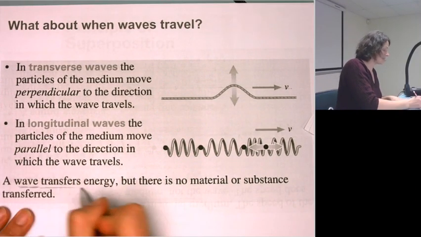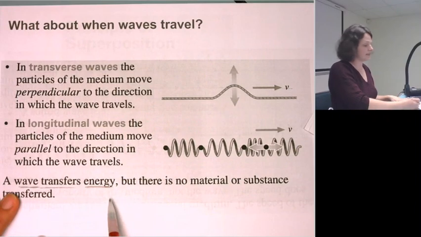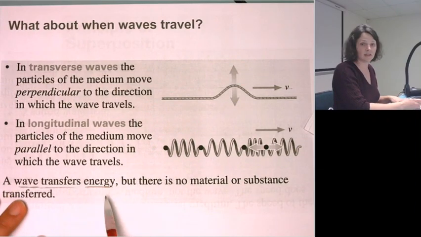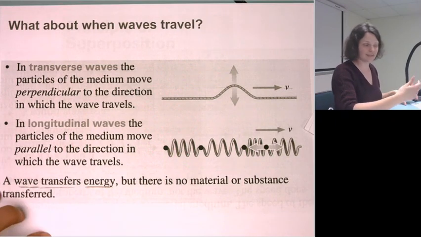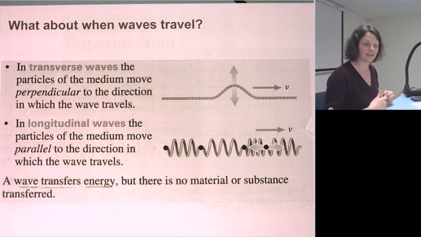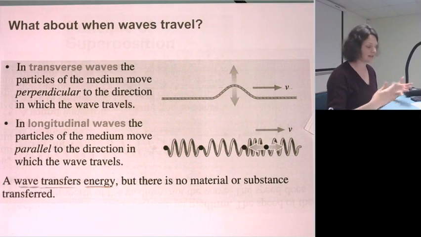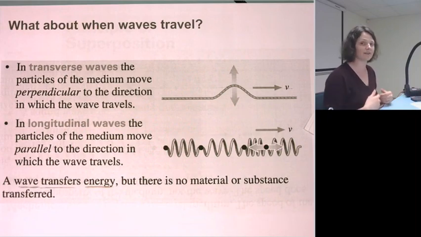But a take-home point is that waves transfer energy, not matter. And actually, our sun emits waves. That's how energy gets from the sun to us. It can travel through a vacuum. It doesn't need to exist in a medium, because waves can transmit energy without having to transmit matter.